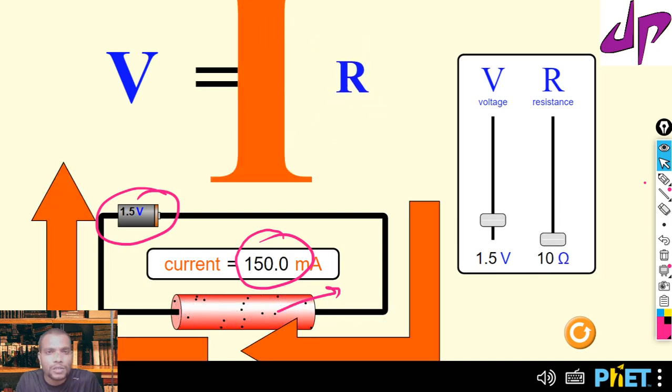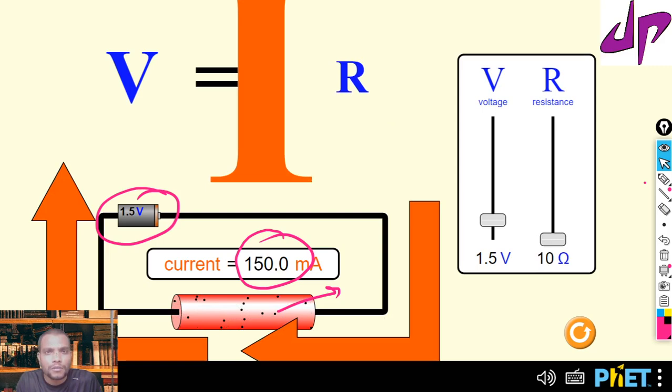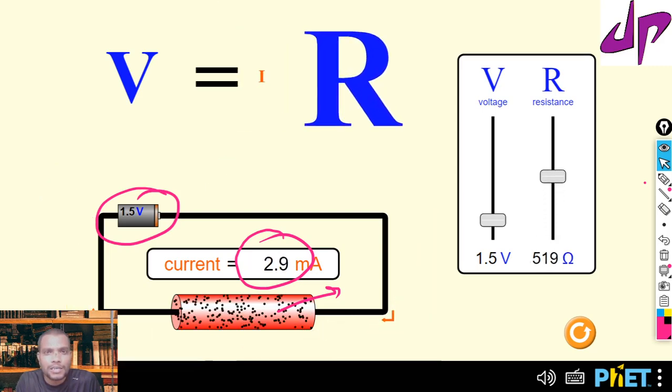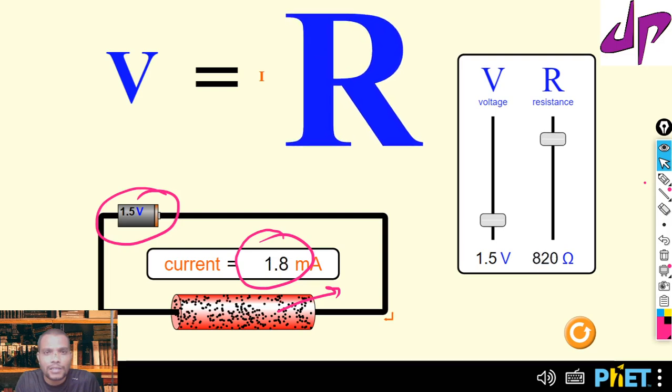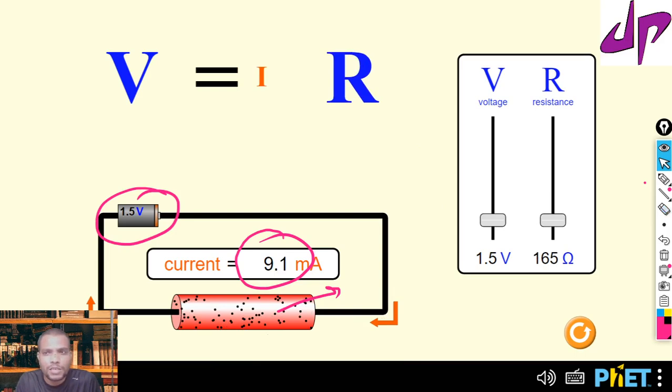If the potential difference is constant, current and resistance are inversely proportional. When the resistance decreases, current increases, and when the current increases, resistance decreases. That happens at a constant potential difference.